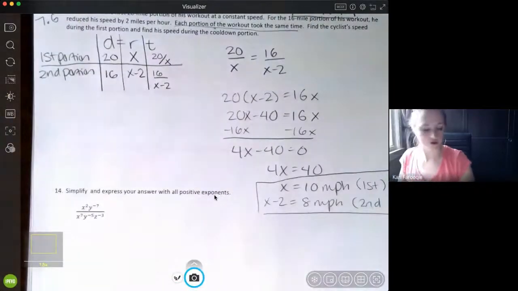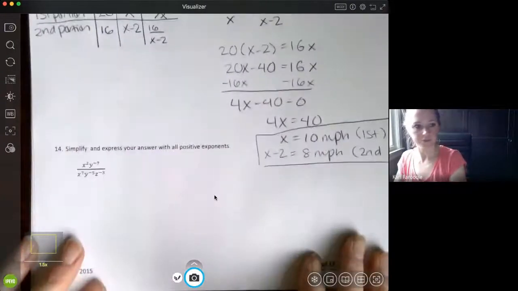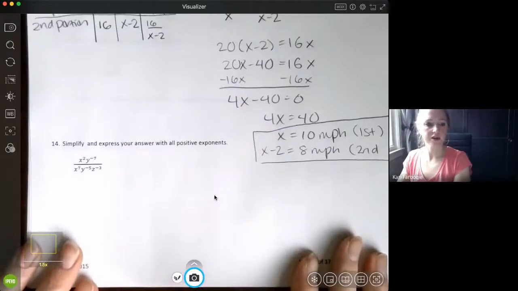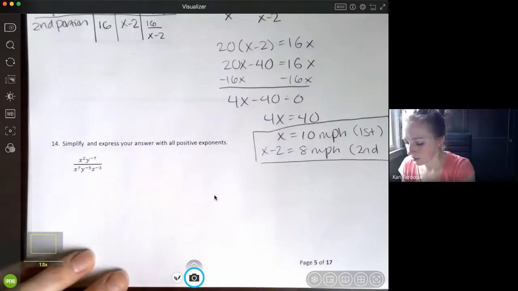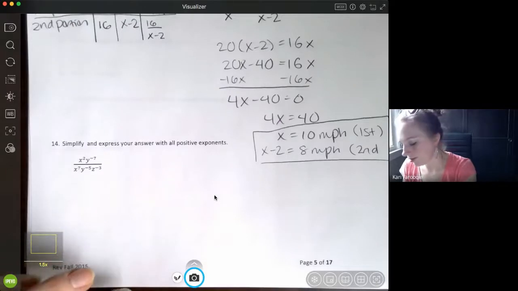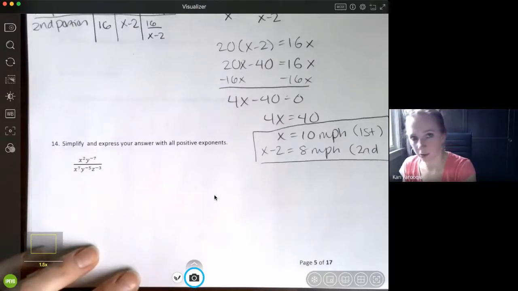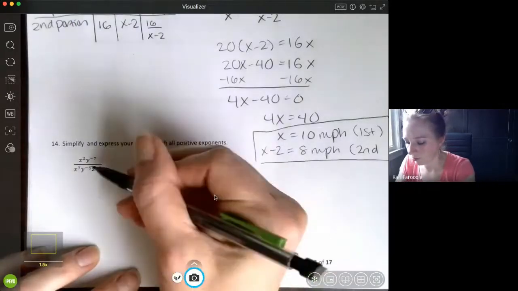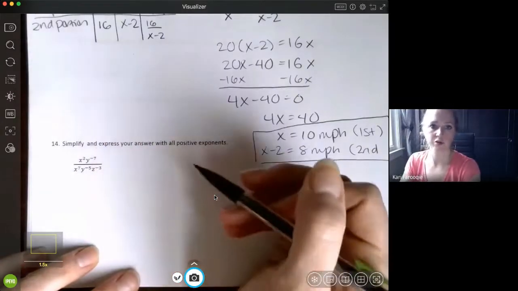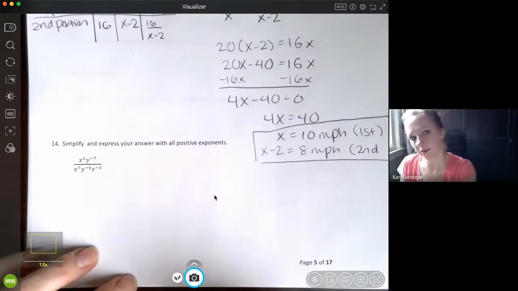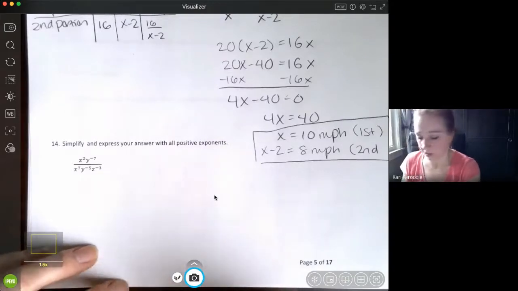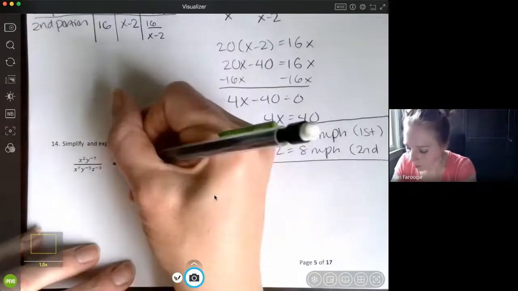All right, number 14. This was from chapter 10. Simplify and express your answer with all positive exponents. So I think the best way to start this, and there are a couple different approaches, but I would probably make all the negative exponents positive, and then I would start working with simplifying them. But that's up to you. You can go ahead and start with the quotient rule now if you'd like.